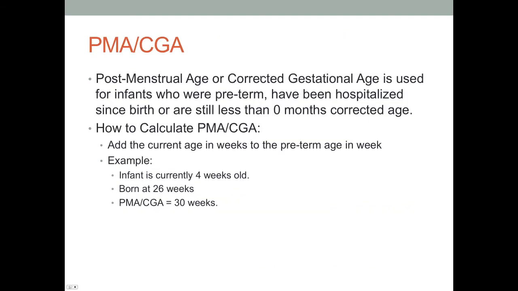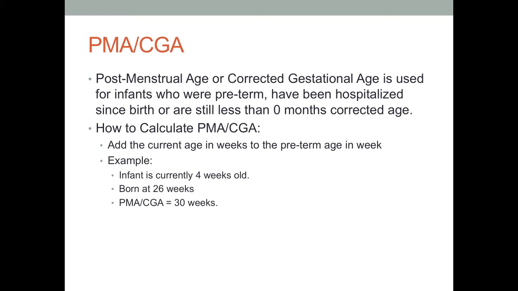There's also this concept of postmenstrual age or corrected gestational age. And that's a little bit different than a regular corrected age. This is used for an infant who is preterm, and often it's used on an infant that's been hospitalized since birth, or who, let's say they've been discharged from the hospital, if they were born at 24 weeks and they've been discharged at 32, well, they're still less than 0 months corrected age.